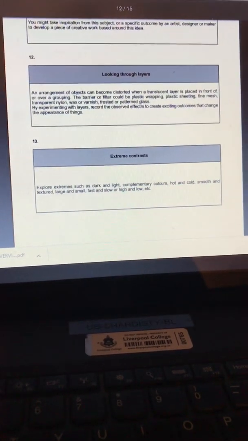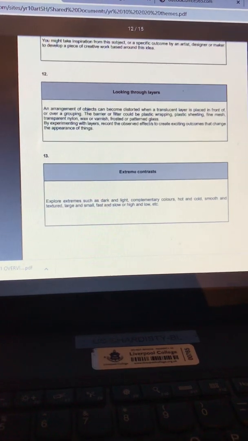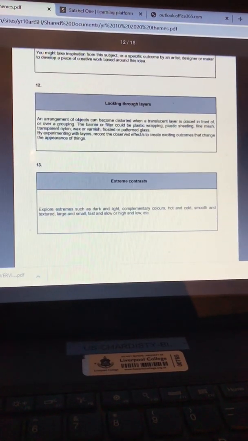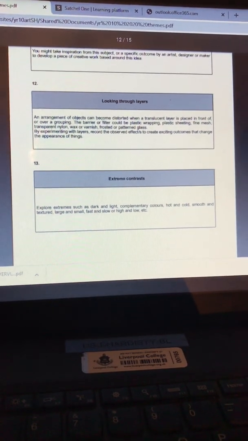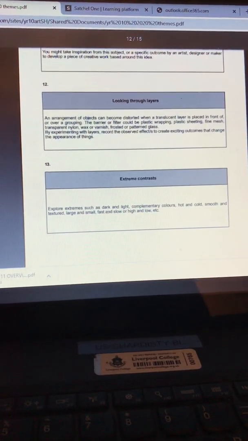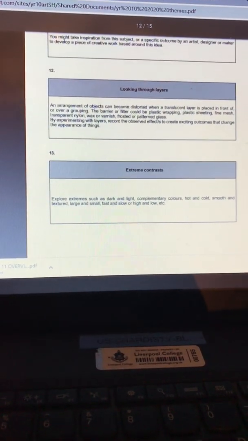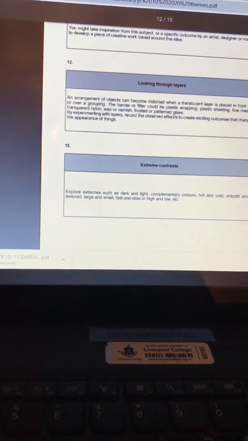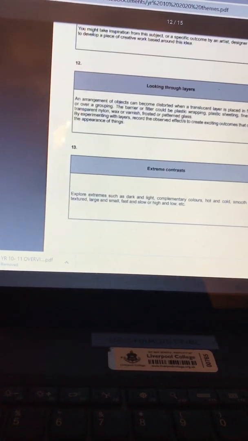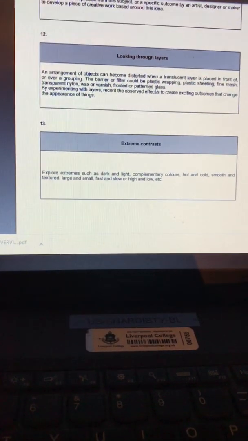Theme of looking through layers. An arrangement of objects can become distorted when translucent layers are placed in front or over, grouping them together. The barrier or filter could be plastic wrapping, plastic sheeting, fine mesh, transparent nylon, wax varnish, frosted or patterned glass. Experimenting with layers and recording the effects to create outcomes and alter the appearance. So you can actually look at layers of things put together to alter the appearance of them. And you could wrap objects with fabrics or paper or cling film and create interesting effects.